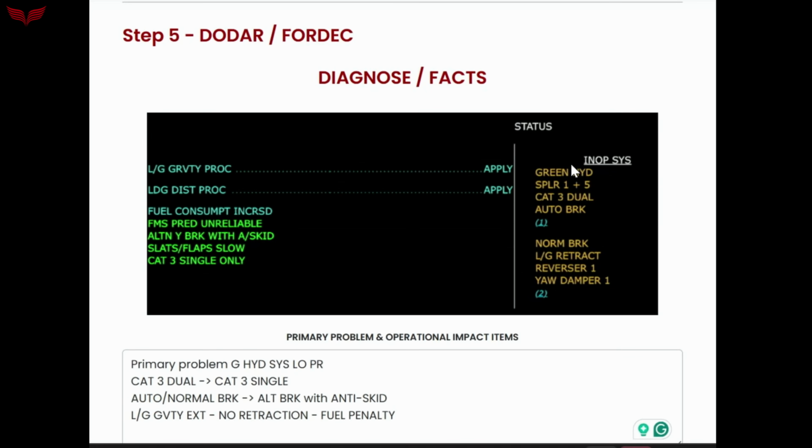So, primary problem, green hydraulic reservoir low level. Operational implications, we are now Cat 3 single with alternate braking and with anti-skid, so we can taxi normally. That's a good opportunity for you to revise the braking systems at home. We need to apply the landing gear gravity extension, and once the gear is extended, it cannot be retracted, which leads to a significant fuel penalty and a fuel mayday in case of go around.